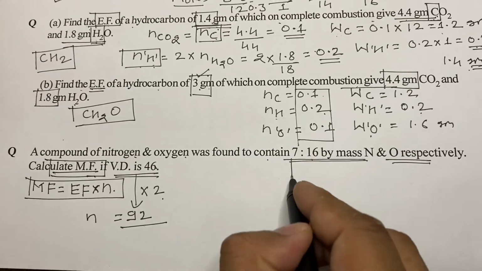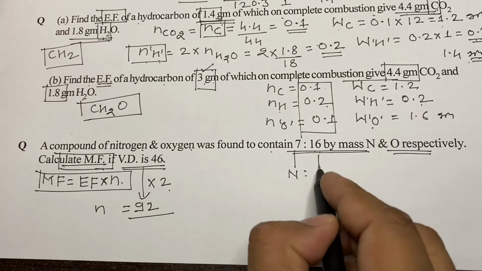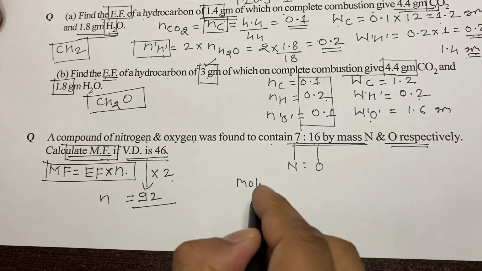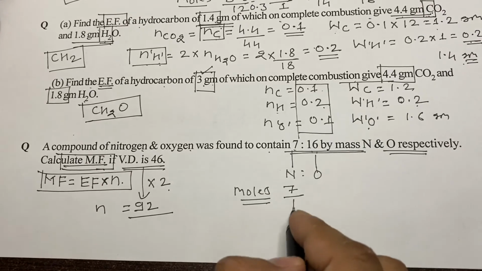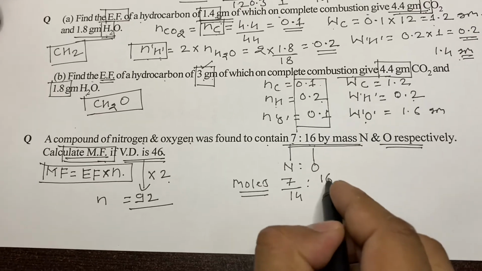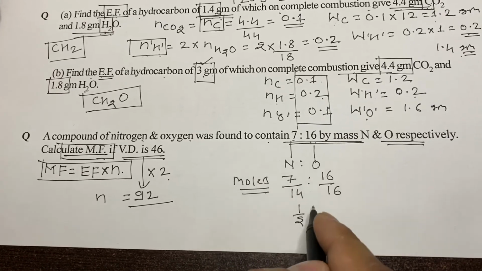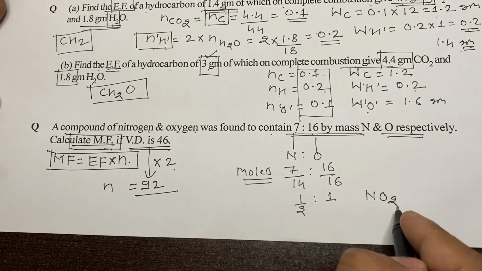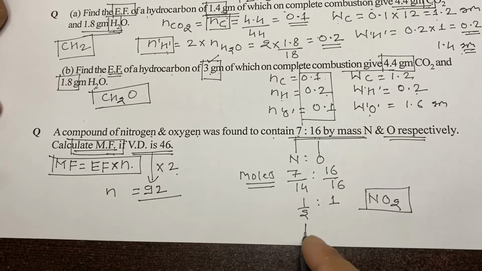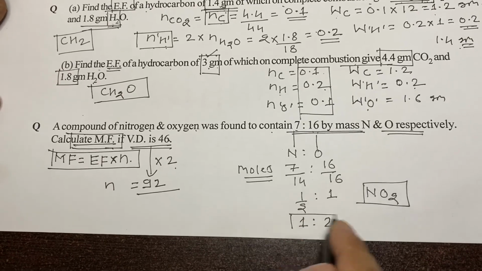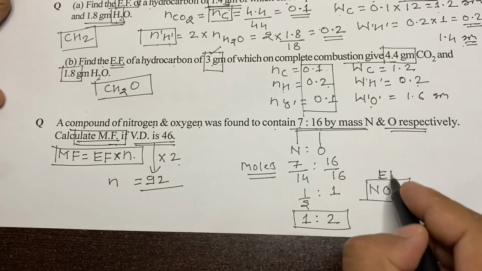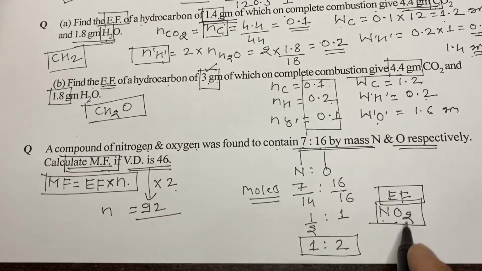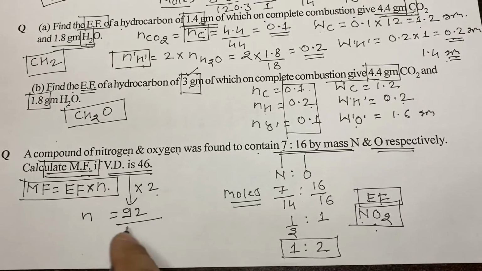As nitrogen and oxygen are given in the ratio 7:16 by mass, we can say that by moles, they will be present as 7/14 and 16/16, which is equal to 1/2:1. Or simply we can say that it will be NO2. If we take the simplest whole number ratio, it will be equal to 1:2. So the empirical formula of this compound containing nitrogen and oxygen will be NO2. So we can find the empirical formula mass of NO2, which should be equal to 46.